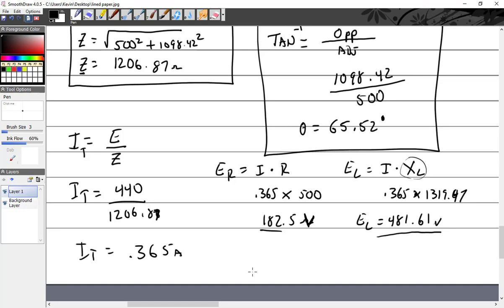Wait, I have another question. How exact do you have to be? Because I didn't round at all, and I'm getting 182.29, and then for that I got 481.05. 481 point, that's fine.